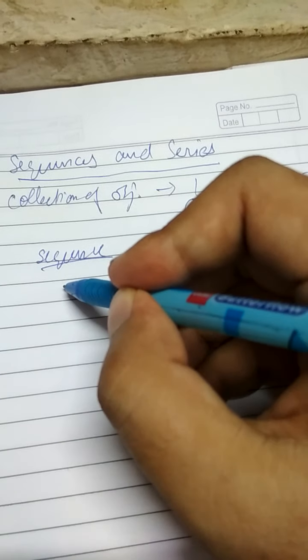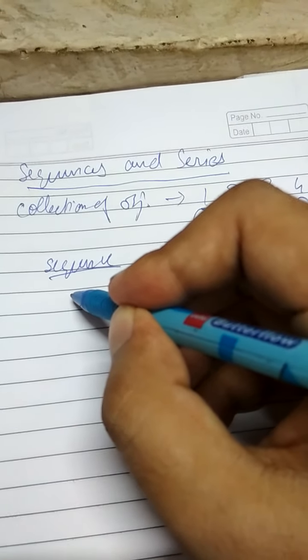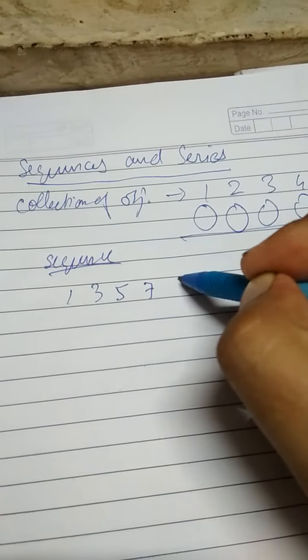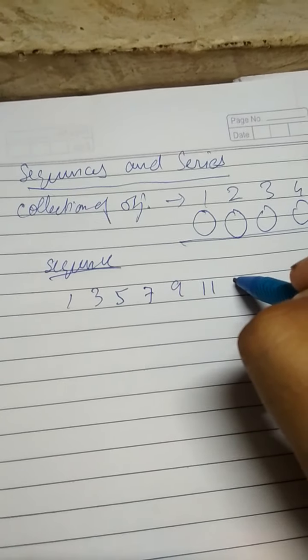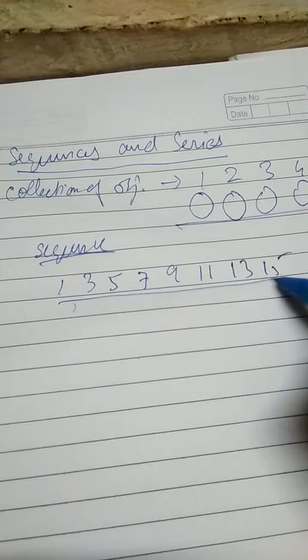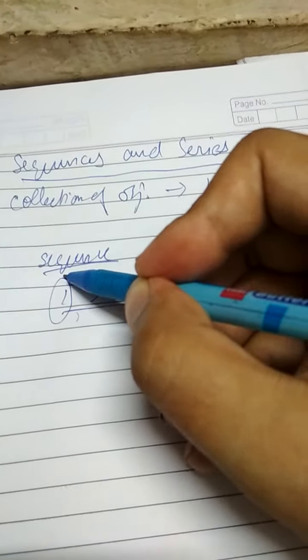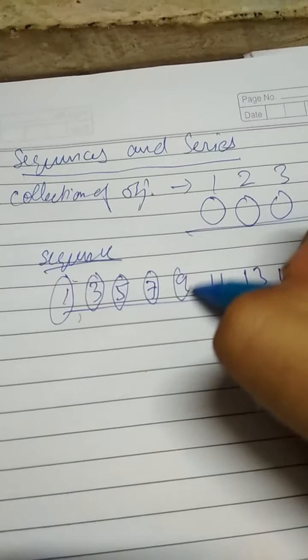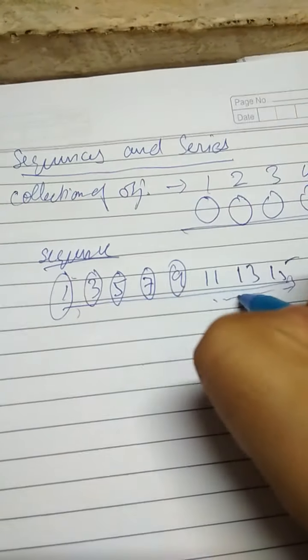For example, if we have a sequence of 1, 3, 5, 7, 9, 11, 13, 15, this is a sequence. We can clearly say this is the first object in the sequence, this is the second, this is the third, this is the fourth, this is the fifth, and so on. So this is a sequence.